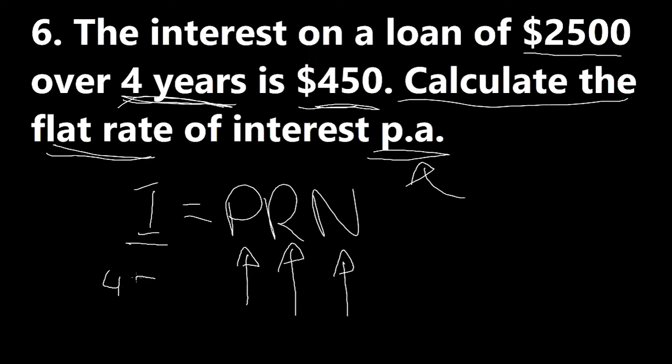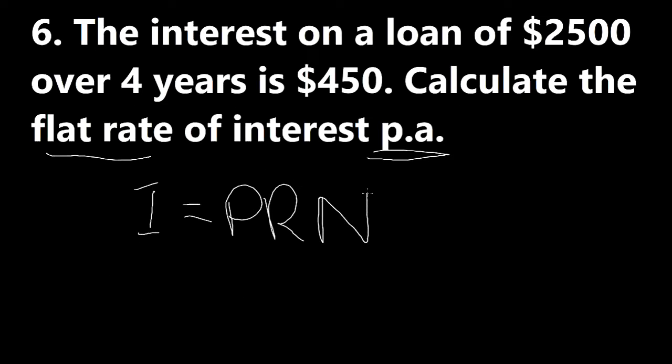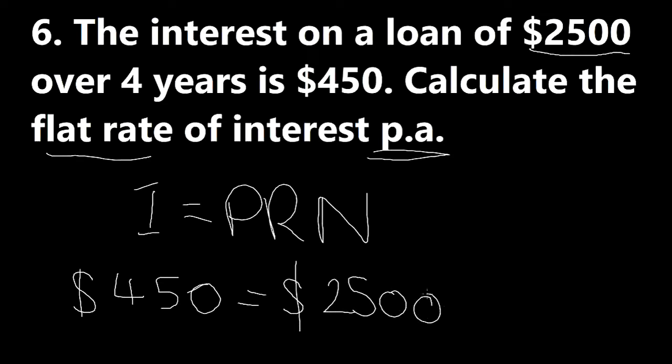So we're trying to work backwards to get what our rate is, so we're going to need to do a little bit of algebra. I'm going to substitute all the information that we know. My I, the total interest, is $450. The principal, the initial amount that was loaned out, is $2,500. The rate is the thing we don't know, so we're going to just put a question mark there, but you can put whatever letter you want. And our N, the number of periods, is 4. We don't need to change it again because both of these are in per annum.